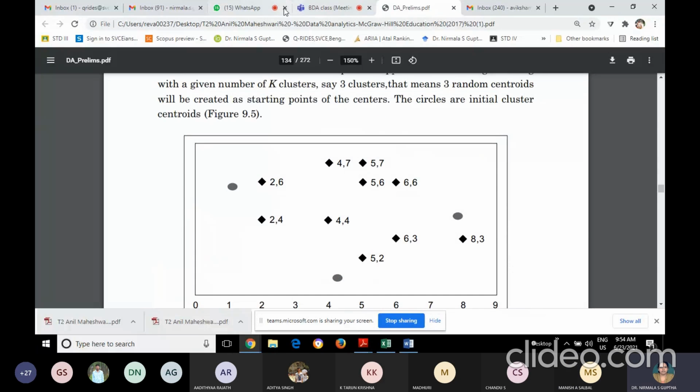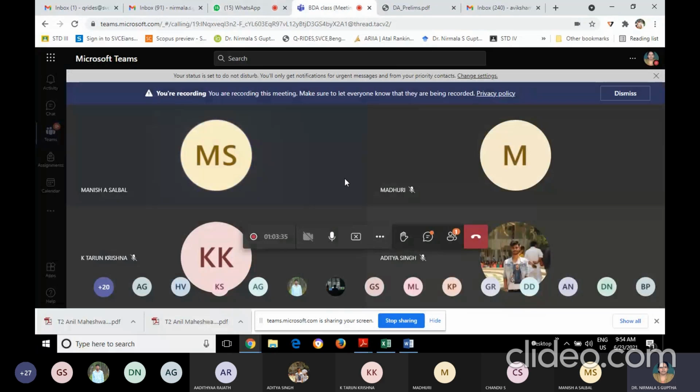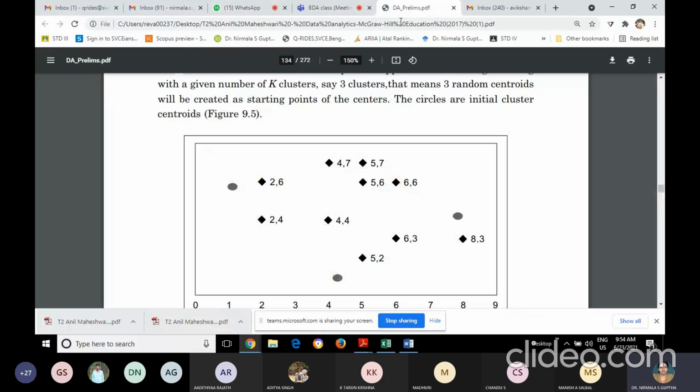What is that noise? Could you please mute yourself if somebody is unmuted? Are you able to see the randomly placed gray circles, the 3 points? Answer me.